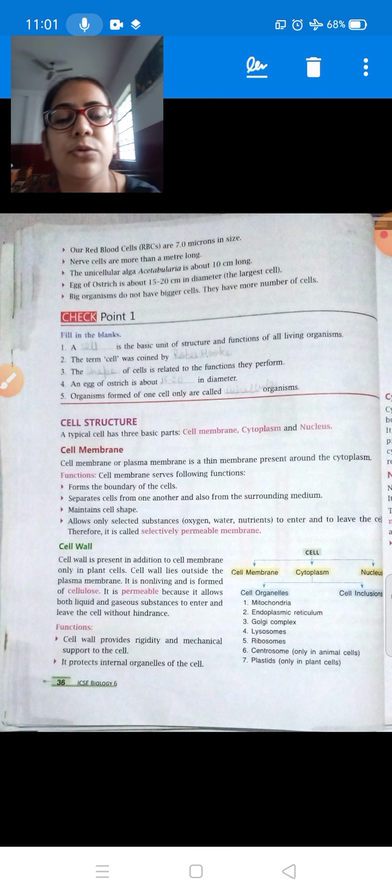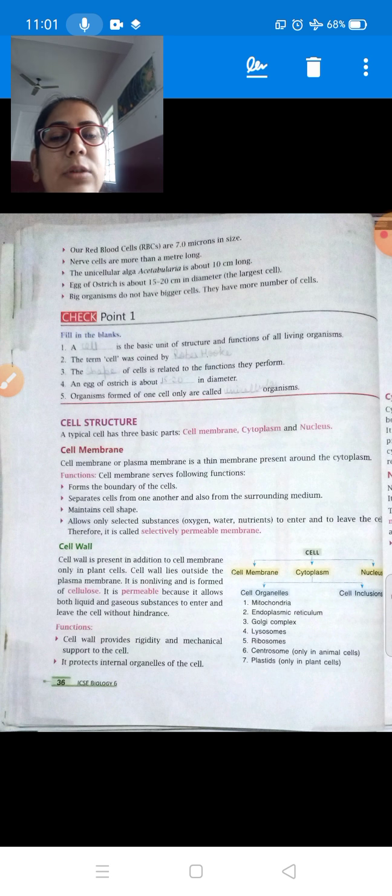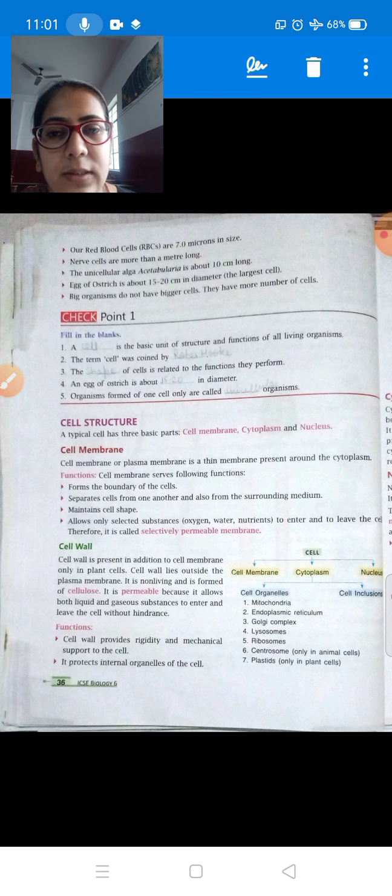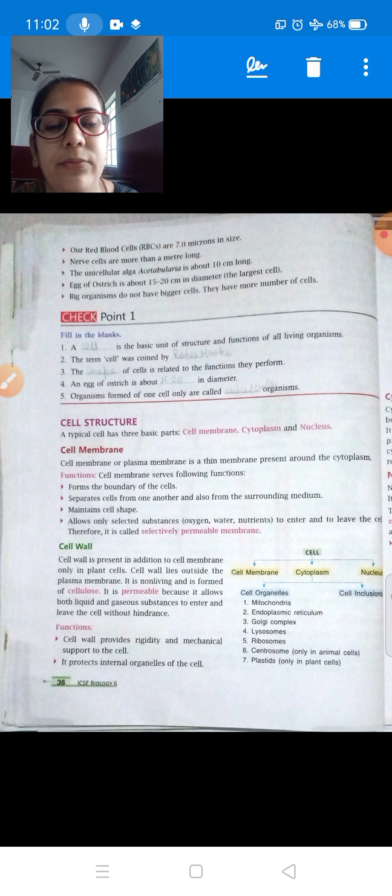Okay, students, first one more thing I want to tell you. All living organisms are made up of cells, right? All living organisms are made up of cells, out of which plants are made up of plant cells and animals are made up of animal cells. It means the cells of animals are called animal cells, and the cells present in the plant body are called plant cells.